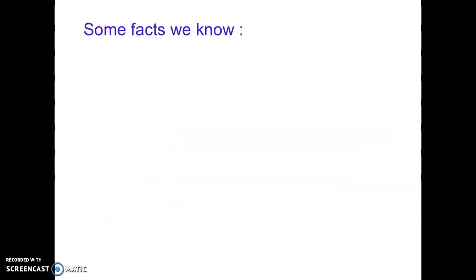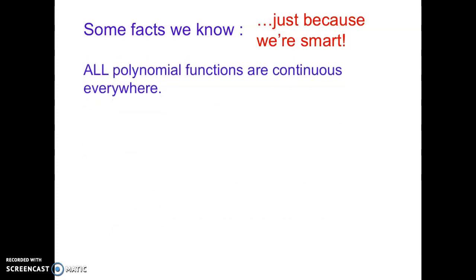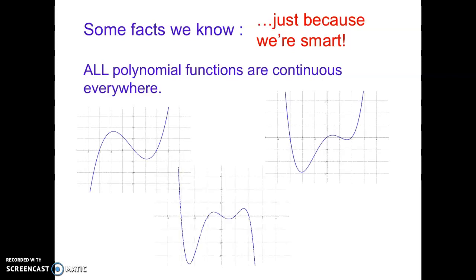All right, so let's go through some facts we know. We know from pre-calculus a lot of the functions that we studied, that library of functions that we have in our brains. We know that all polynomial functions are going to be continuous everywhere. That's linear, quadratic, cubic, quartic, quintic, and so forth. All going to be continuous. I never have to lift my pen from the page.